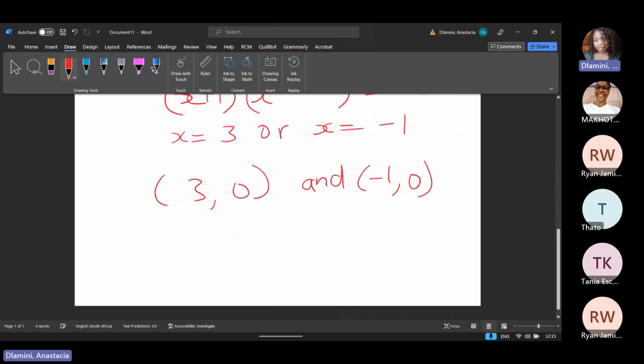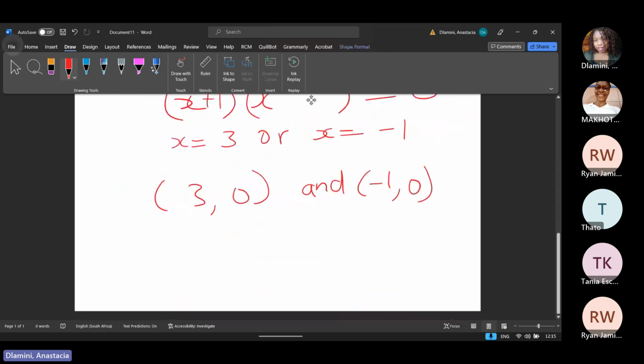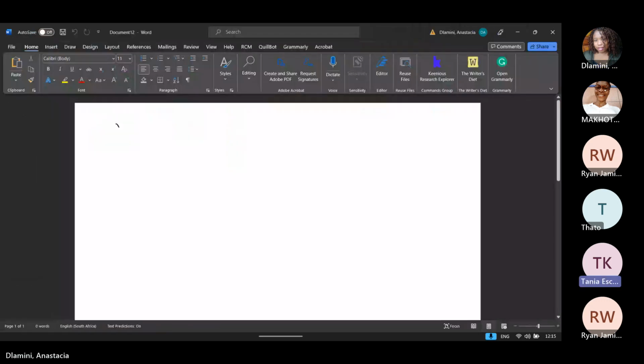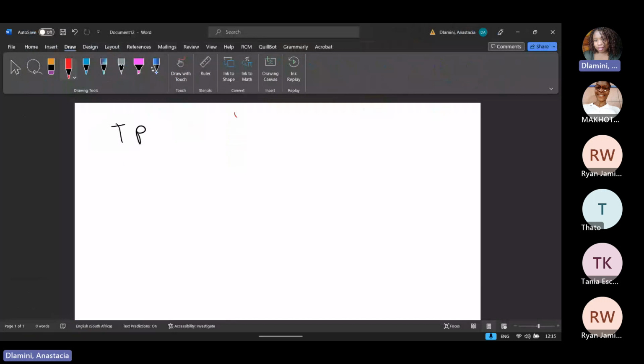Now we want our turning point, our TP. But because we know that y equals x squared minus 2x minus 3, how do we find our turning point? Remember that we said the x value of the line of symmetry is actually the x value of the turning point. Do you still remember that? Yes, ma'am.